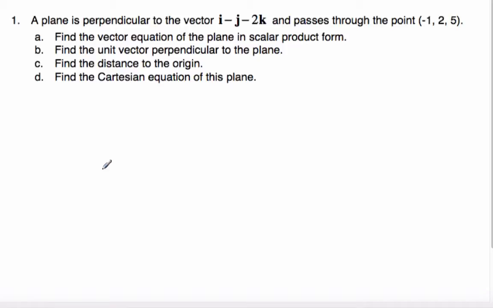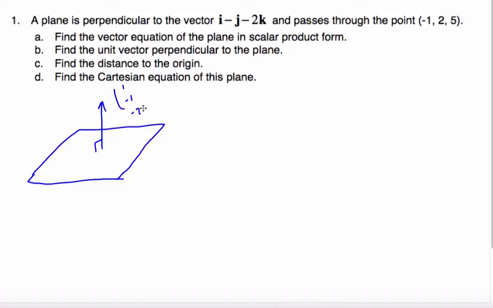Okay, then moving on to this example here, we have a plane, so we'll make a plane, and in vectors, visualization is so important in these problems. And so I have a perpendicular vector here, it's perpendicular, and this is (1, -1, -2). And it passes through some point here, and that point is (-1, 2, 5). And I want to find the vector equation of the plane in scalar product form.